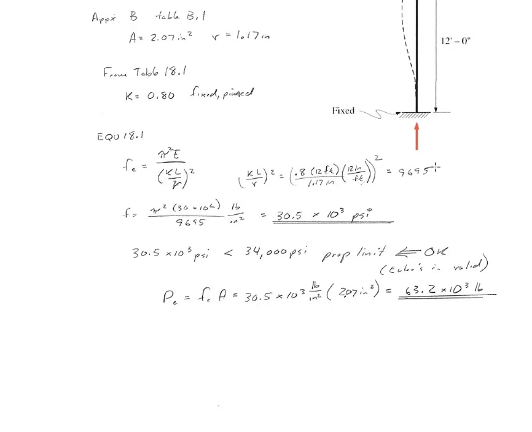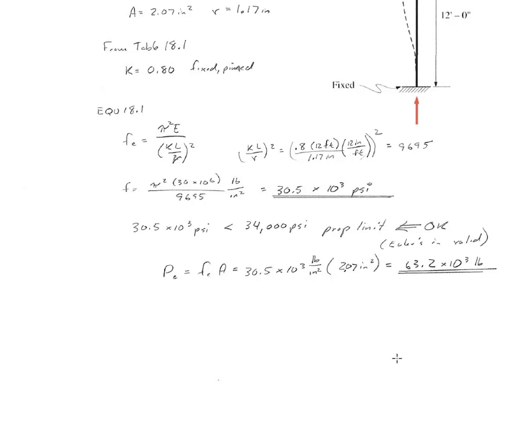Here I calculated (KL over r) squared. So therefore, our critical stress is going to be 30.5 times 10 to the third PSI. Again, we're going to compare this to the proportional limit, and yes, we're below, so therefore it's okay. Euler's equation is valid. And then our critical load is going to be our critical stress times the area, which gives us 63.2 times 10 to the third pounds.